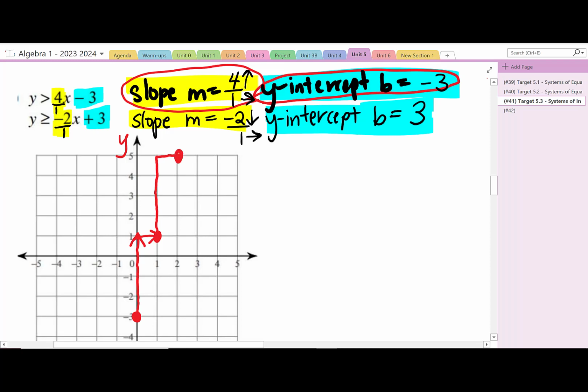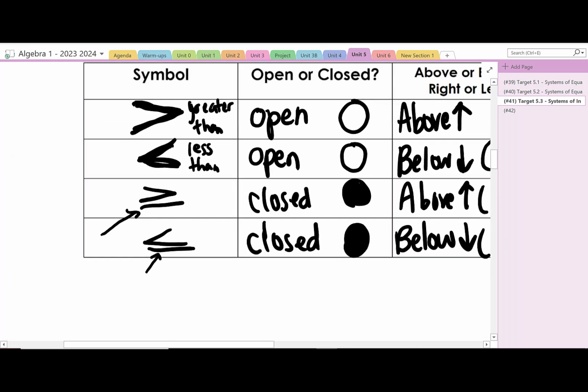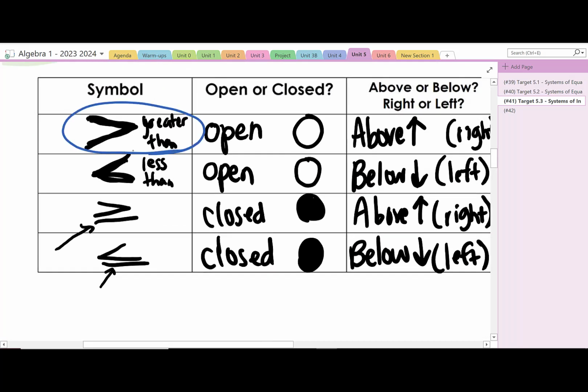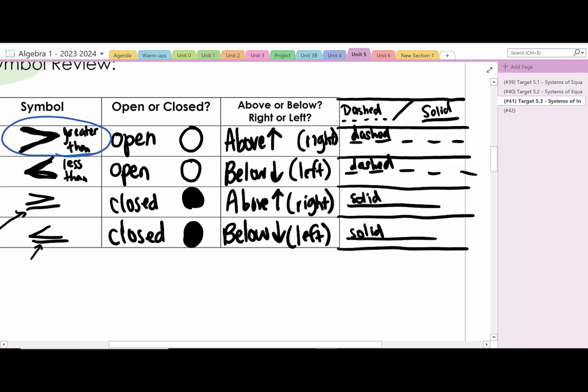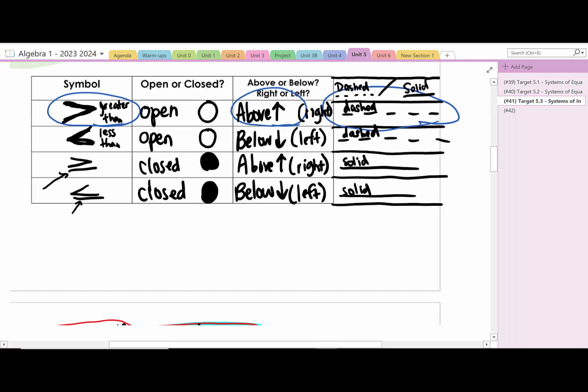Now we have to decide, is the line dashed or is the line solid? So necesitamos identificar si la línea es dashed or sólida. So you need to look at the symbol. Necesitas mirar el símbolo aquí. So mayor que, so that's greater than. So that's this one, okay? Which means that the line is dashed and we need to color above. So eso significa para este símbolo, la línea es dashed y necesitamos pintar arriba de la línea.